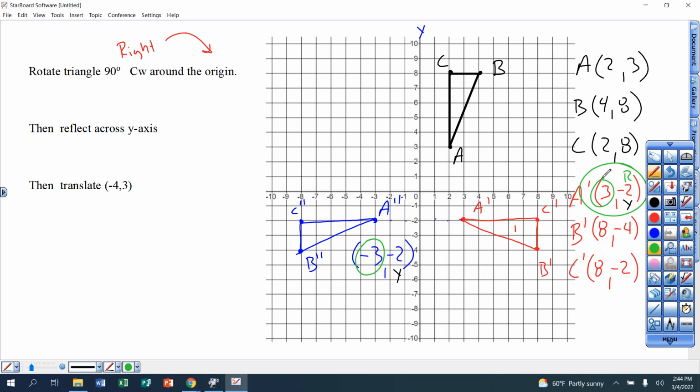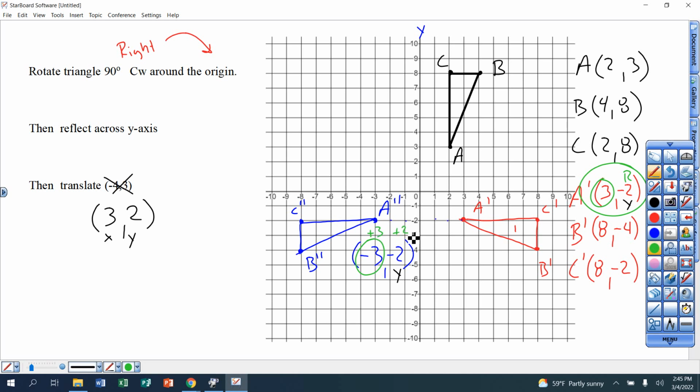And then I want you to translate left 4, right 3. And looks like I'm going to run out of space. So I'm going to make a little change on here. I want you instead to translate, let's go just 3, 2. If you could make that change to the right 3, up 2, which means each coordinate I'm going to add 3 and add 2.